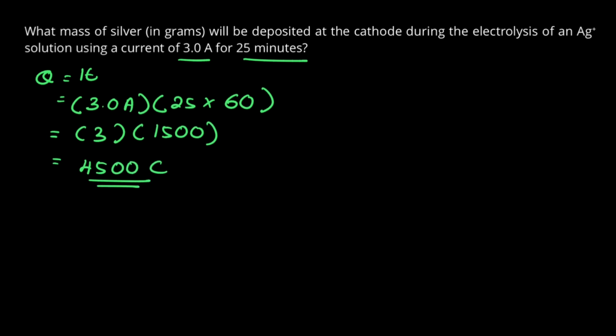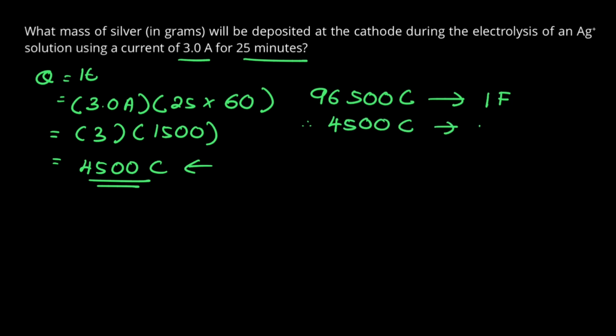Alright, so what else you need to do, because this is not the unit that we want, so we need to use Faraday. 96,500 coulomb is equivalent to 1 Faraday. So you will have 4,500 coulomb.